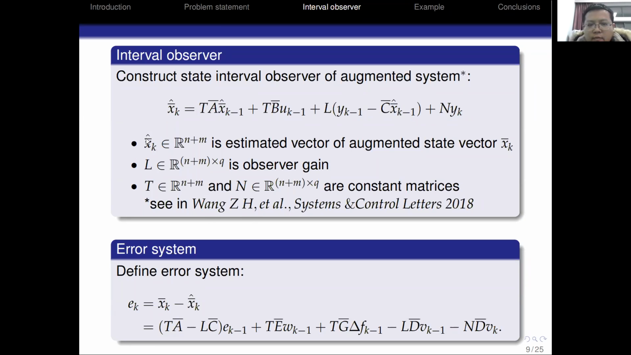We define hat bar xk as the estimated vector of the augmented state vector. The problem is to find the L, T, and M in this observer. We also define an error system. The error system is defined by ek equals bar xk minus hat bar xk, where this is the state and this is the estimate. And we can also obtain this equation.